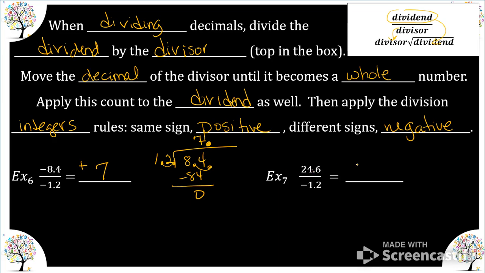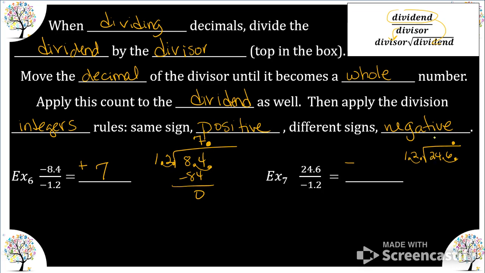Number 7, we are going to have a negative quotient because we have different signs. Again, we're going to have 1.2 divided into 24.6. We are going to move the decimal 1 place over so that this is now a whole number. So we have to move it in the dividend as well. So it is moved behind the 6 and then straight up. So now we have 12 divided into 246.